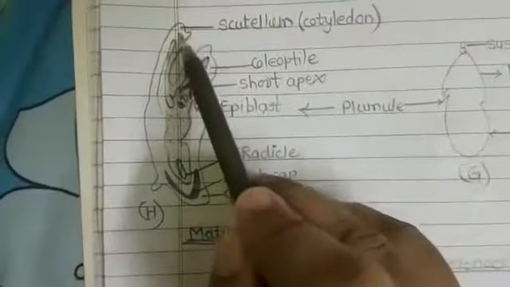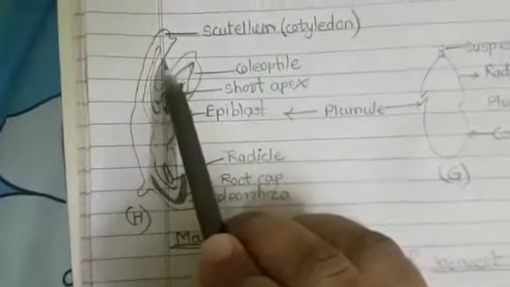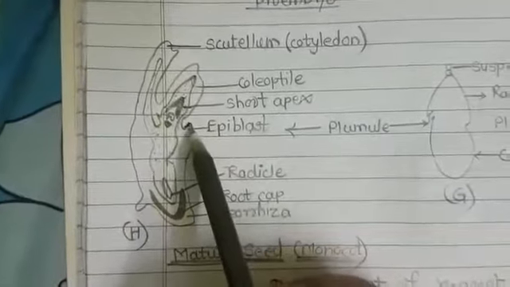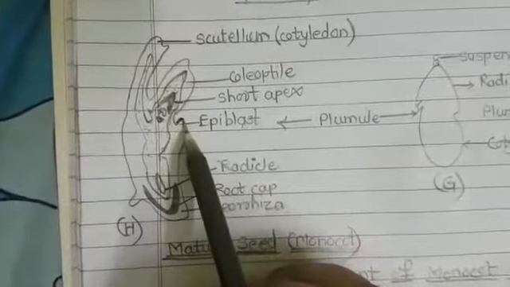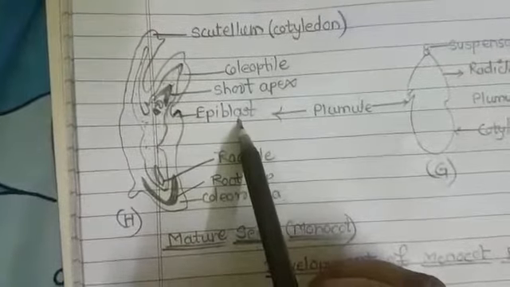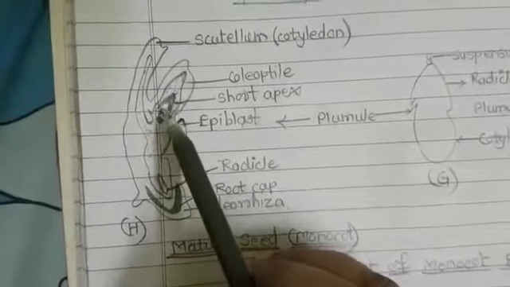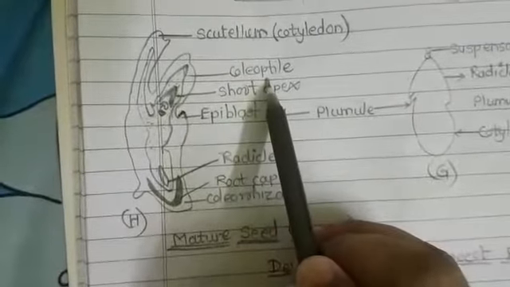See, I repeat it once again. This is the scutellum, that is the cotyledon part of the monocot seed. It stores food. Then epiblast is the undeveloped cotyledon part. The second cotyledon part is called epiblast. Then shoot apex is present and it is protected by the protective covering called coleoptile.